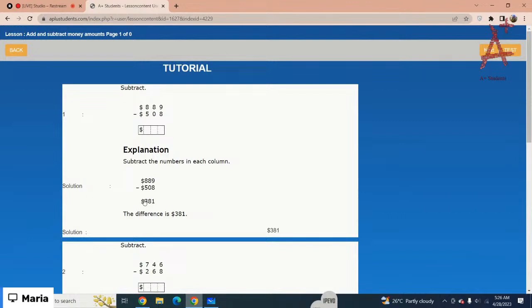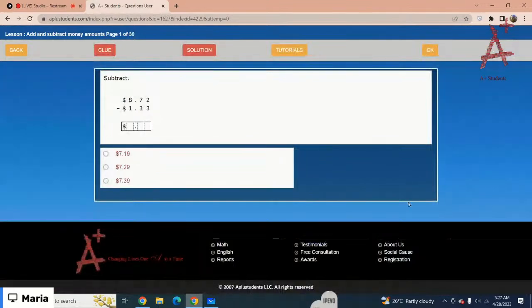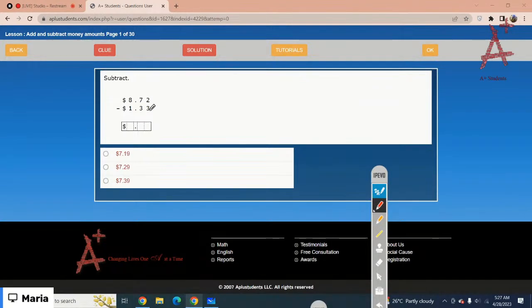It would be 381. Let's just start with the practice questions. Okay, so we have to subtract 2 minus 3. We can't subtract. We have to borrow 1.